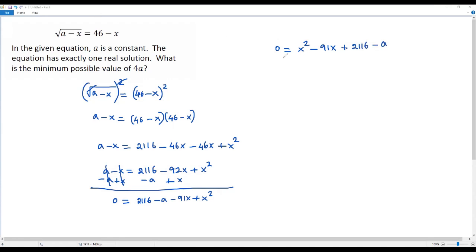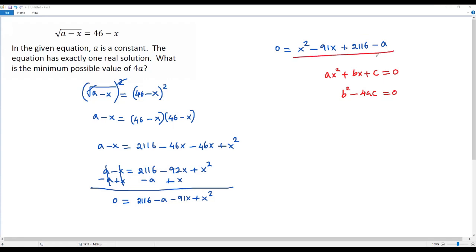Here we have a quadratic equation, and we got this quadratic equation from the given equation, and the information says that the equation has exactly one real solution. Since we got this quadratic equation from the given equation, the quadratic equation we have here will have exactly one real solution. Now let me consider the quadratic equation standard form, that is ax squared plus bx plus c equals 0. When the quadratic equation has exactly one real solution, then the value of the discriminant b squared minus 4ac must be equal to 0.